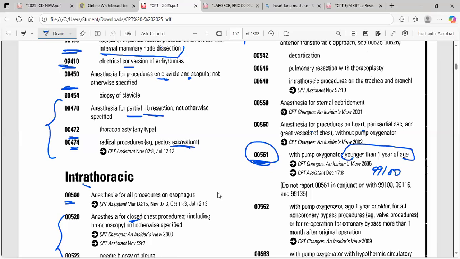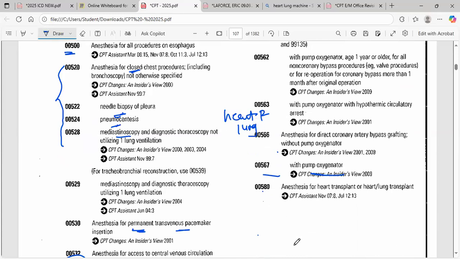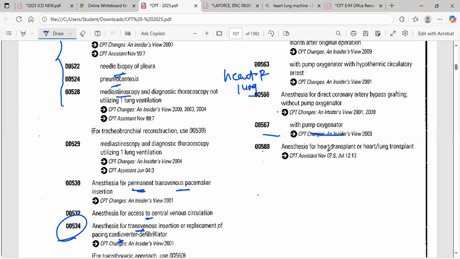Let's proceed further. Then we have 00563 with the pump oxygenator with the hypothermic circulatory arrest. So if during the procedure hypothermia has been obtained to completely do the procedure, in that case we are going to use 00563. That's the only reason we cannot use 99116 in conjunction with this series, because we have a separate code for the hypothermia.